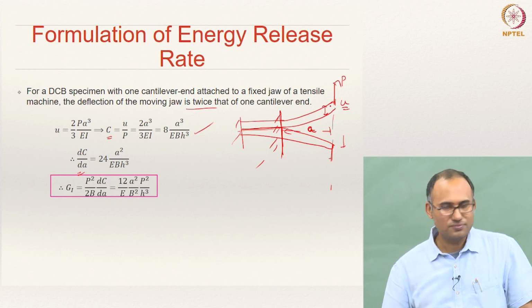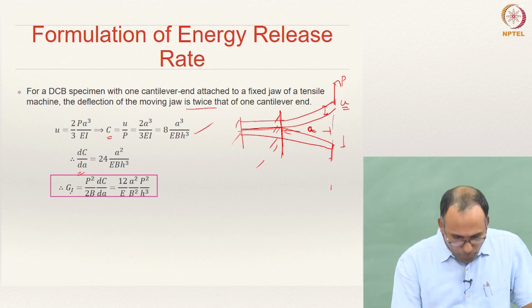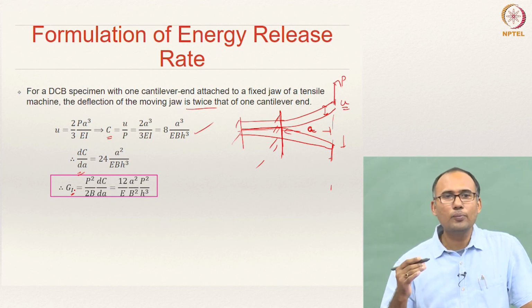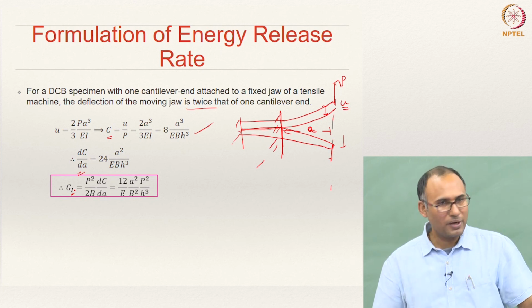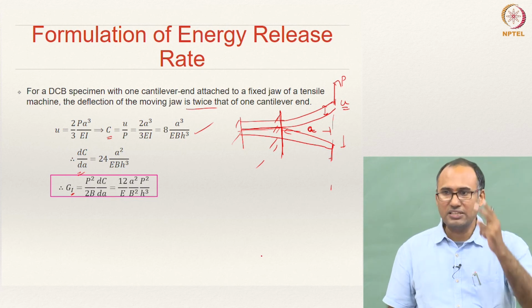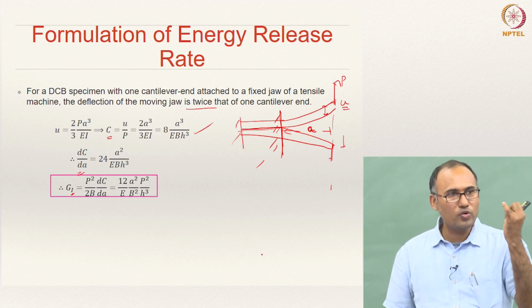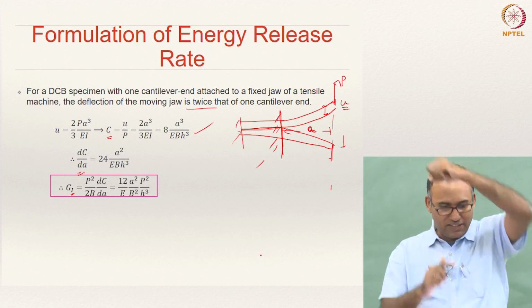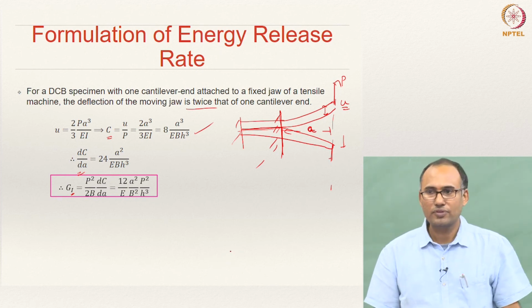That is your H, right? Alright. Please note that I have put 1 here. What is the reason for that 1? That is what is called mode 1 energy release rate, because it is an opening mode, right? We have seen 3 different kinds of modes: mode 1 fracture, mode 2 fracture and mode 3 fracture. Here it is clearly an opening mode and hence it is written as G1.